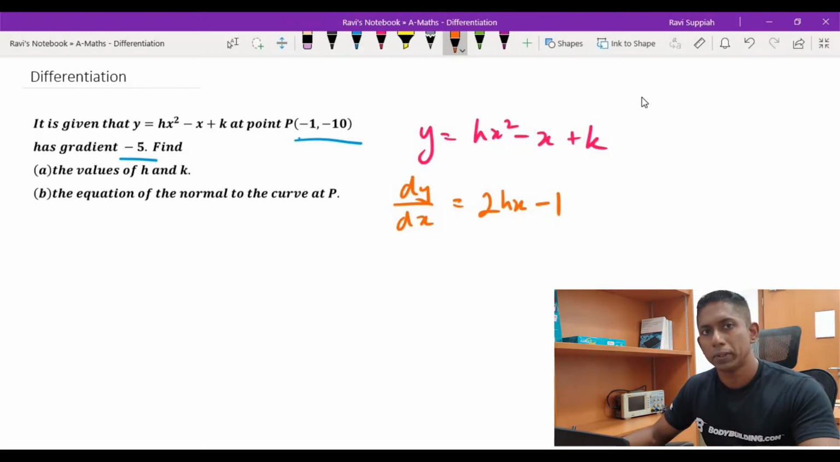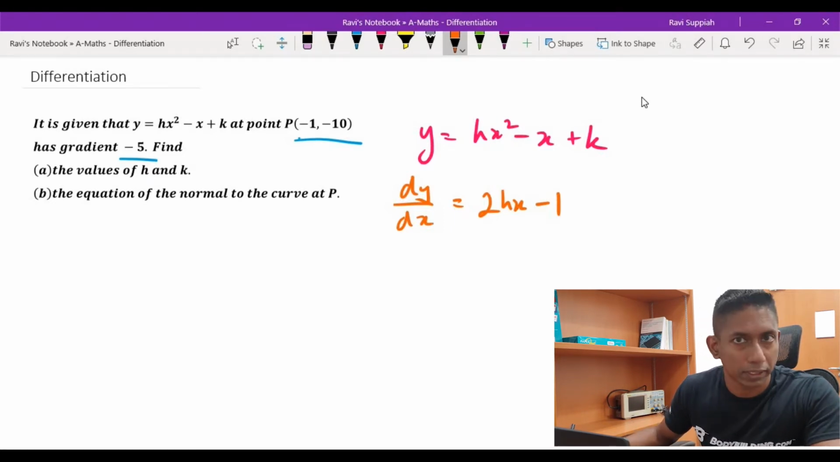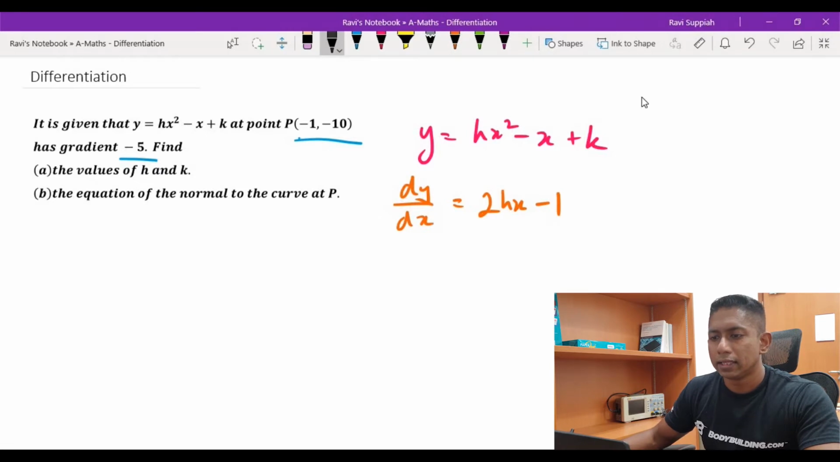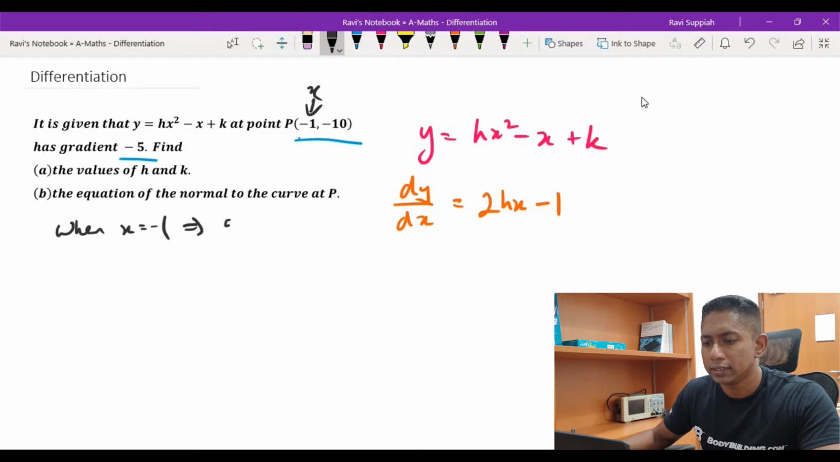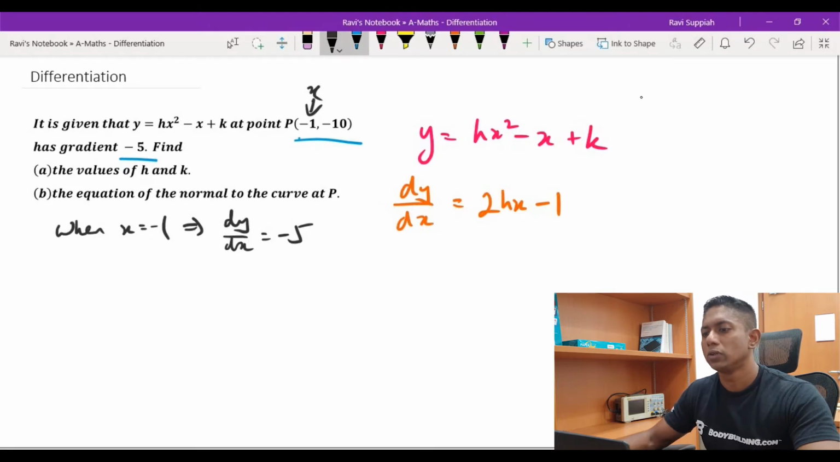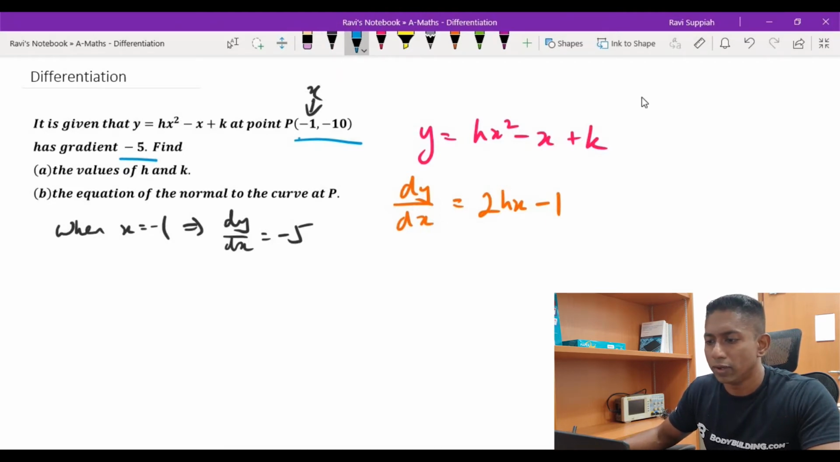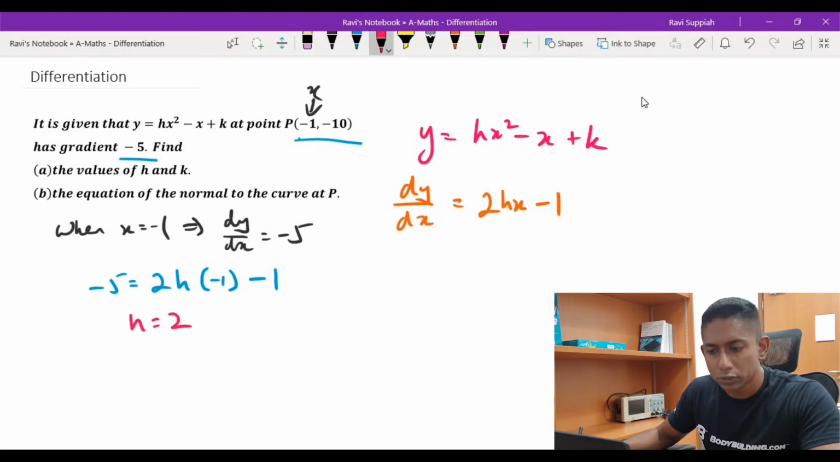The gradient at a particular point is actually the gradient of the tangent line at that particular point. So at this point here, (-1, -10), what we're interested in is the x value. So when x equals -1, the gradient dy/dx is going to be equal to -5. With that, we can substitute the values inside here. So -5 equals 2h(-1) minus 1. Solving for h, you will get that h equals 2.